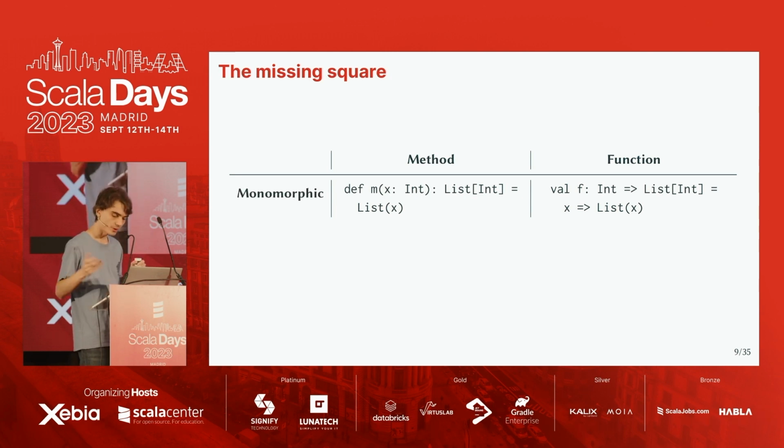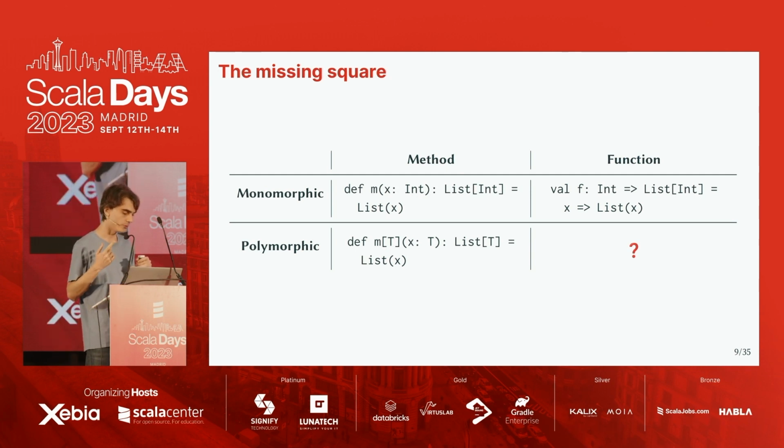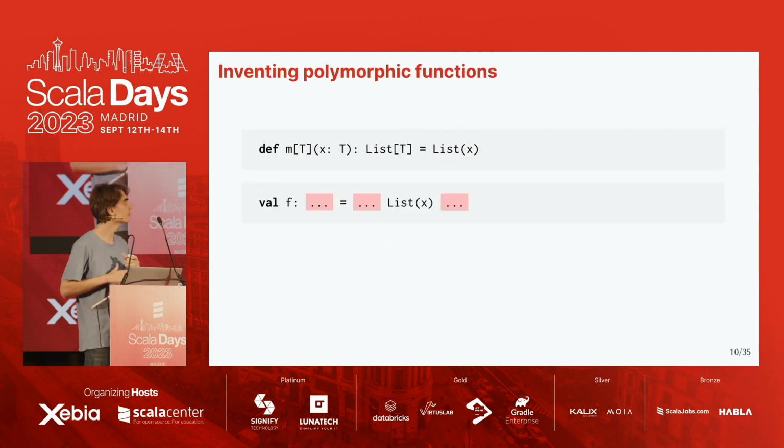We know that in Scala, methods can have type parameters. They can be polymorphic. So I could write a method m that for any type T takes a value of type T and gives me back a List[T]. But what if I want to do this at the function level? There is no direct equivalent, right?